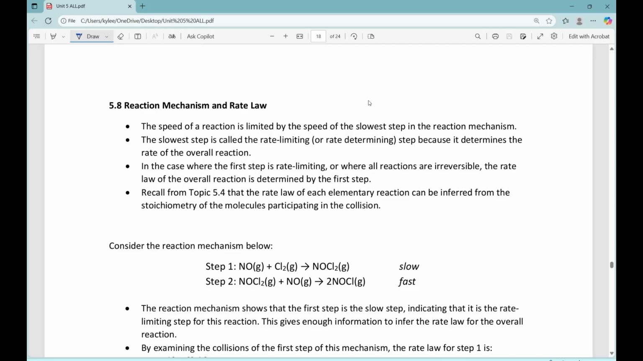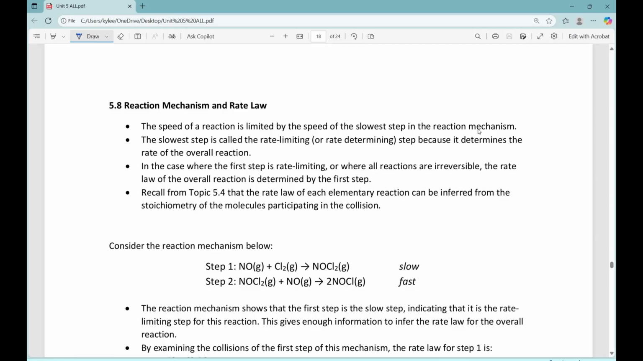So we've been talking a little bit about how reactions don't always happen in one step. Sometimes they happen in a series of steps, and that is what we call a reaction mechanism. And the rate law is our rate equation that we use to determine how each of the reactants in a reaction affect how fast the reaction goes. So in 5.8, we're going to bring those two topics together.